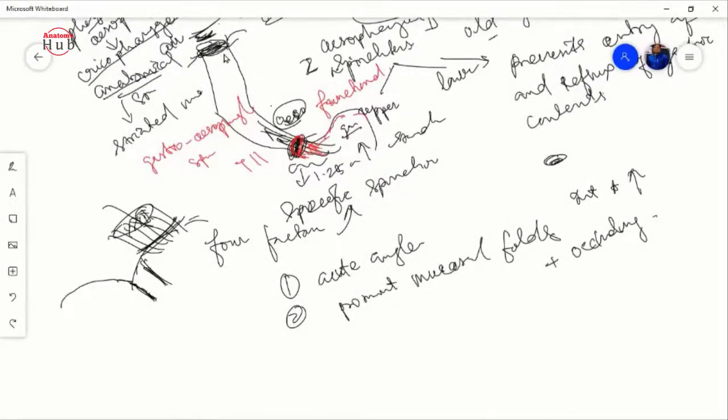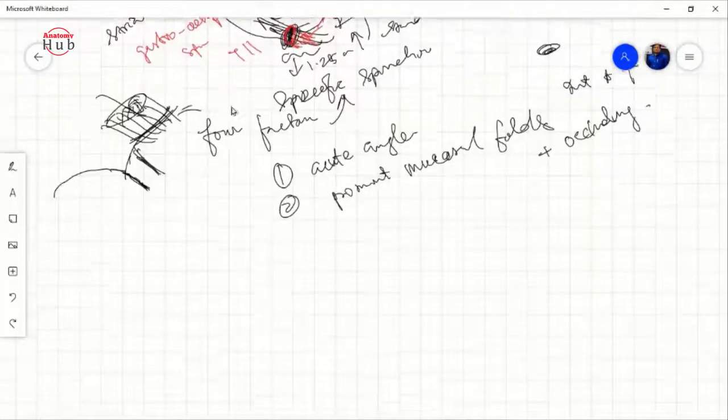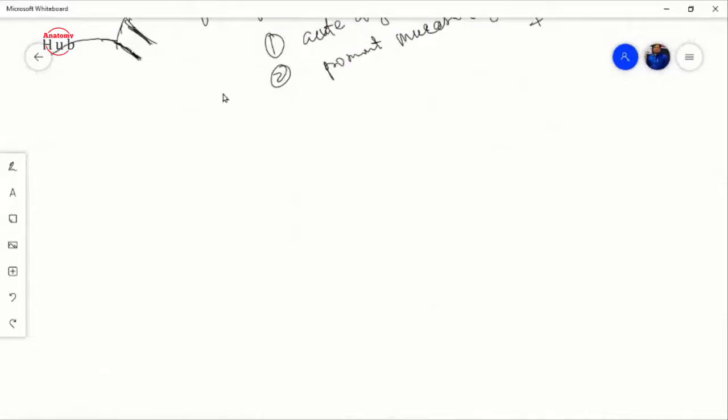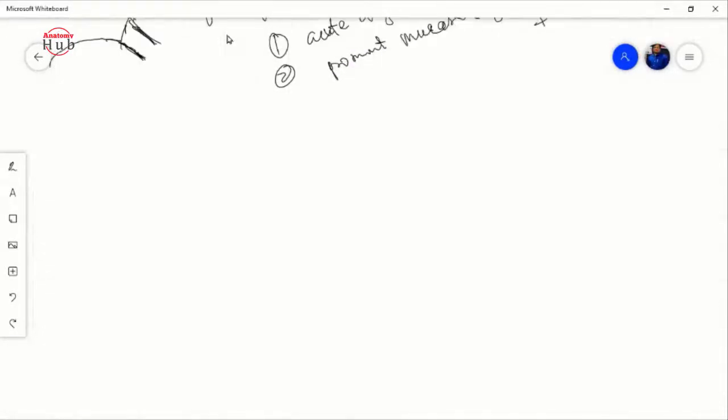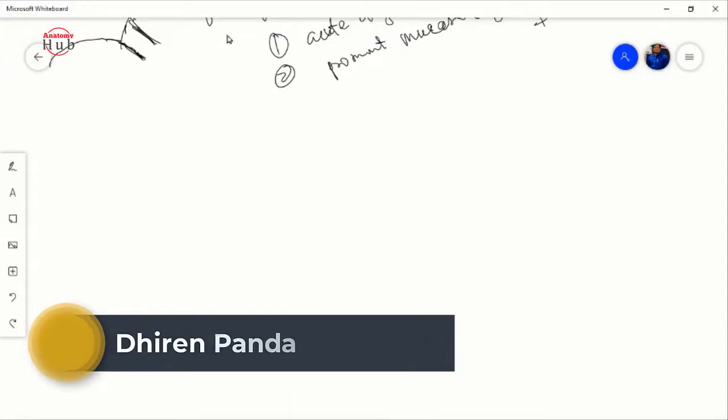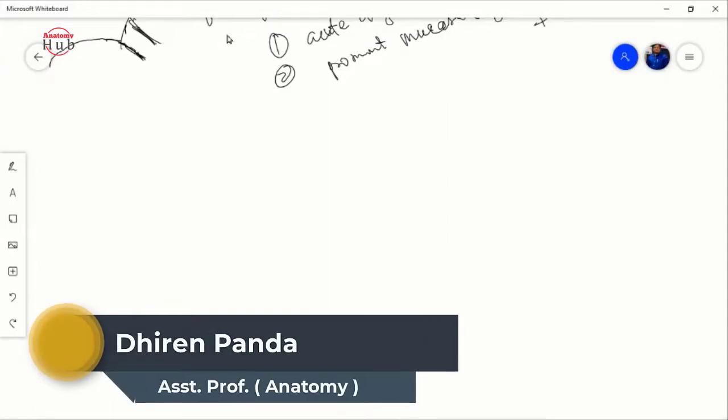Anatomical sphincter is due to the cricopharyngeus, and the physiological sphincter is due to the mucosal foldings, due to the diaphragm, and due to the acute angle, right? So that we have studied. Today we will see about the constriction of 1.25 centimeter due to intra-abdominal pressure. Yes, that is also one of the reasons.